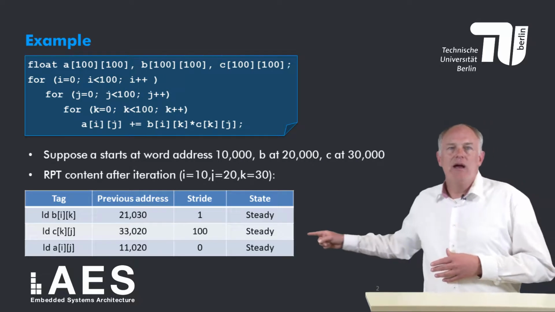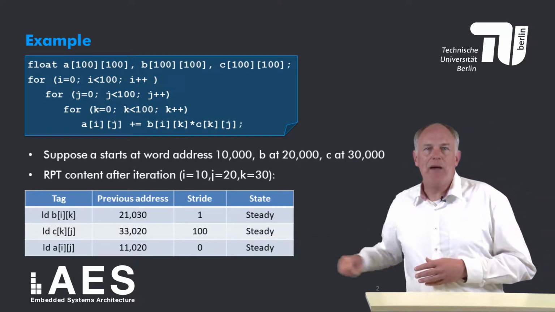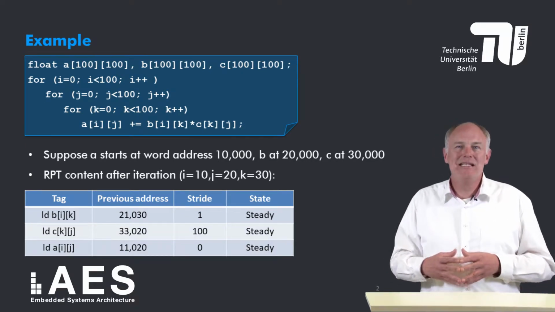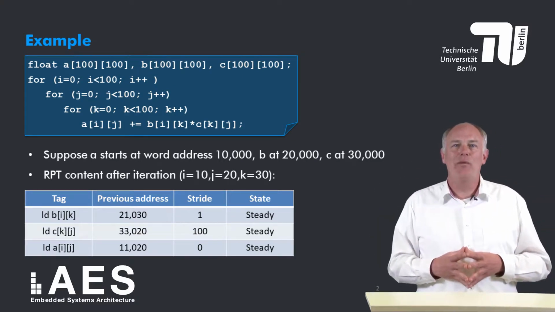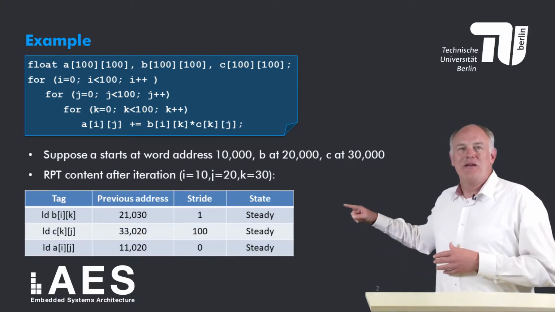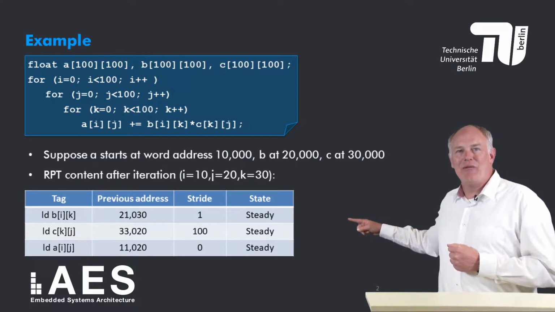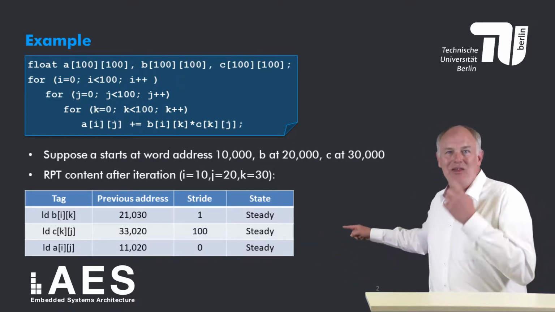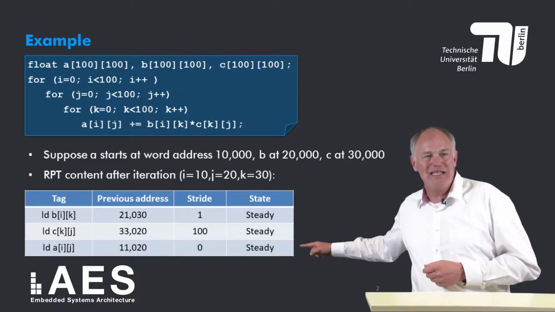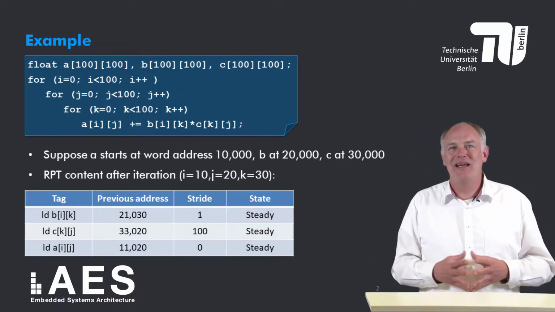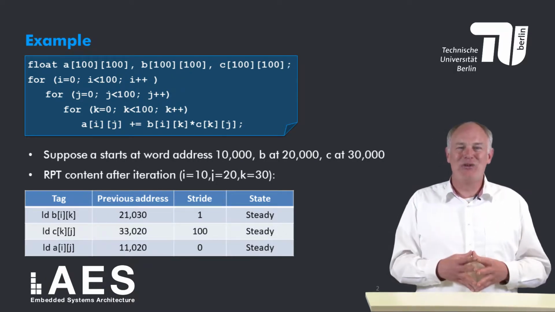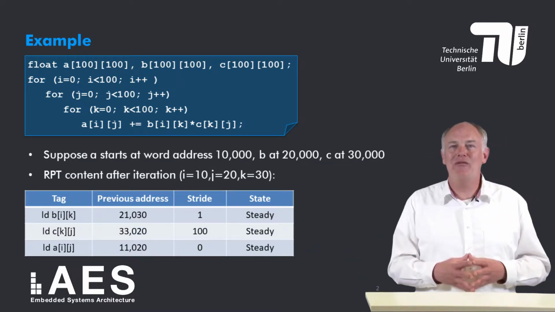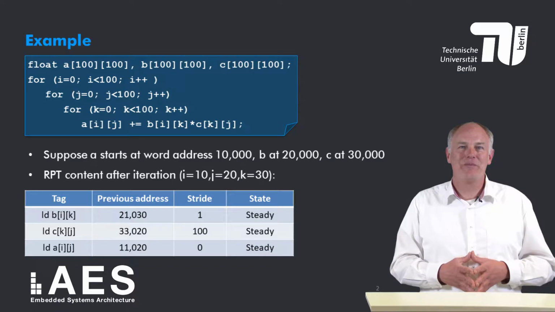In the same way, the address of C[30][20] can be calculated as 33,020. C is accessed along the columns in the inner loop, however, so the stride of this load is 100 words. And finally, the address of A[10][20] is 11,020. A[I][J] is invariant with respect to the inner loop, and therefore the stride is 0. For this load, the hardware prefetcher will not issue a prefetch.